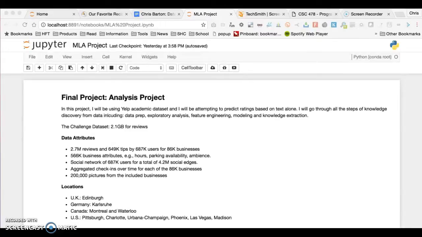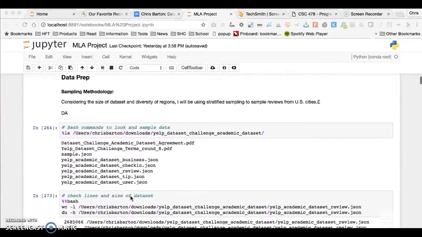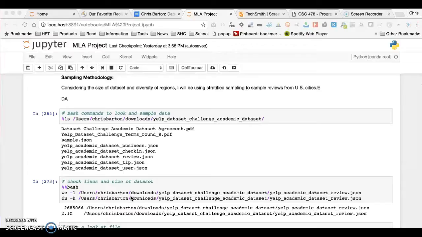at DePaul. I used the Yelp academic data set for my data analysis project. This data set contained about 2.7 million reviews for about 90,000 different businesses in the UK, Germany, Canada, and US. Because of the size of this data set, I decided to perform sampling in order to get some of the classification algorithms to run on my computer. For that, I decided to use stratified sampling and only look at locations in the United States.